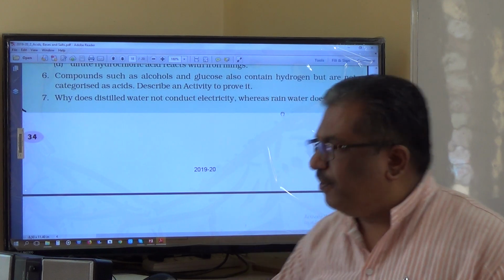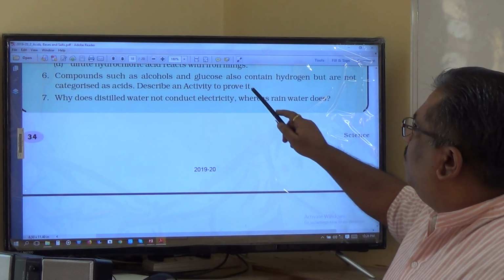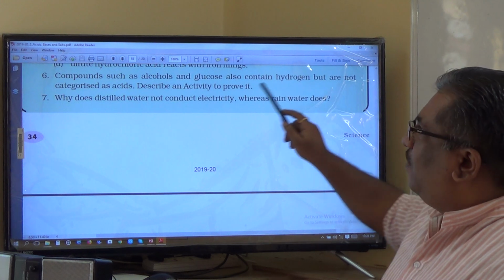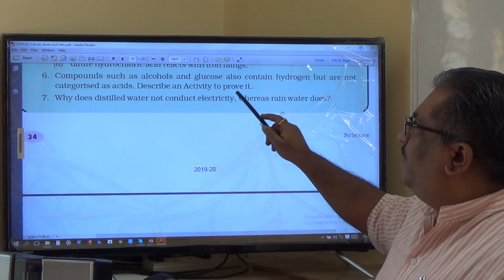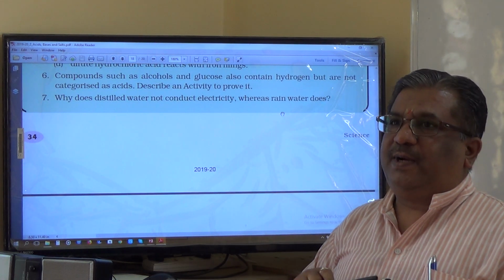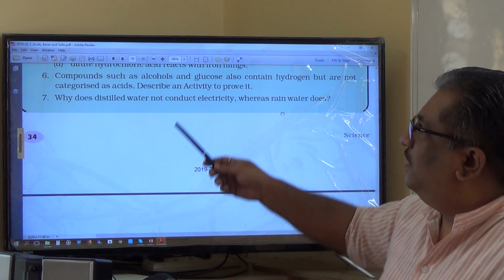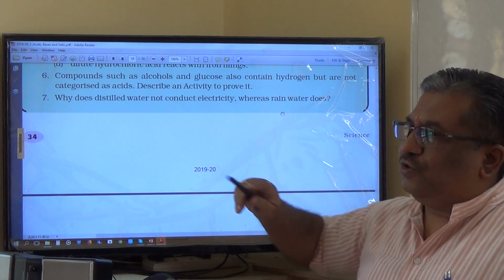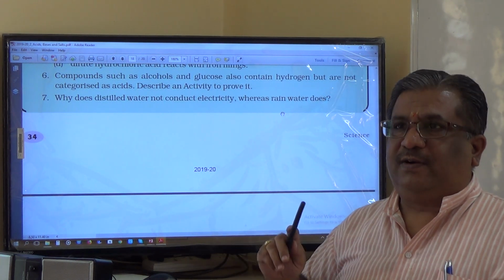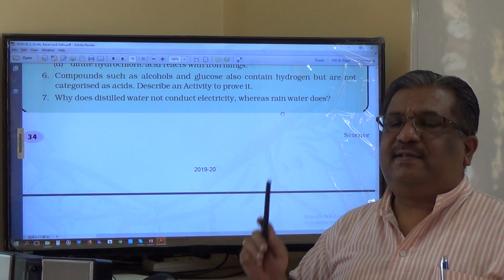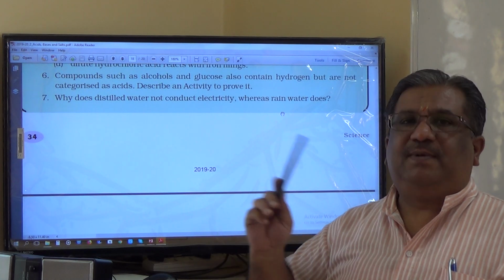Next, compounds such as alcohols and glucose also contain hydrogen but are not categorized as acids. Describe an activity to prove it. How do you describe an activity? You have to show the activity of glowing of a bulb there. That means alcohols and glucose do not dissociate into ions in aqueous solutions, and hence they do not conduct electricity and the bulb does not glow.